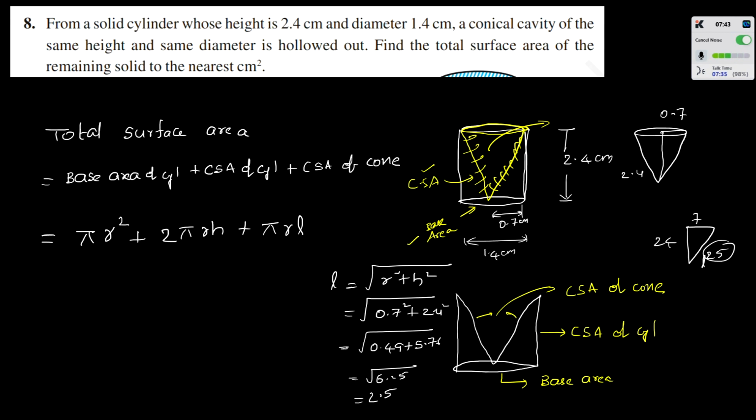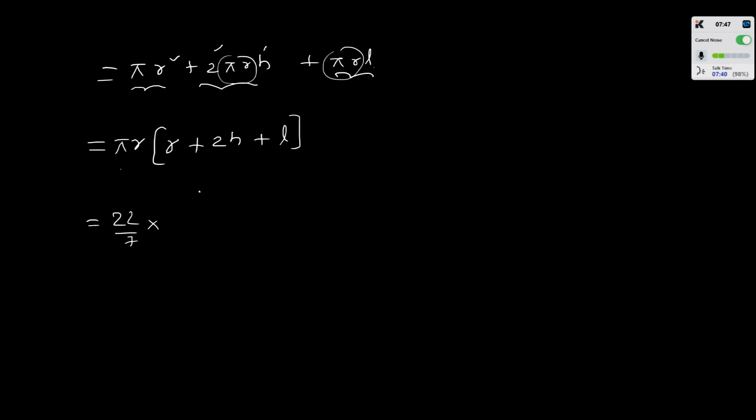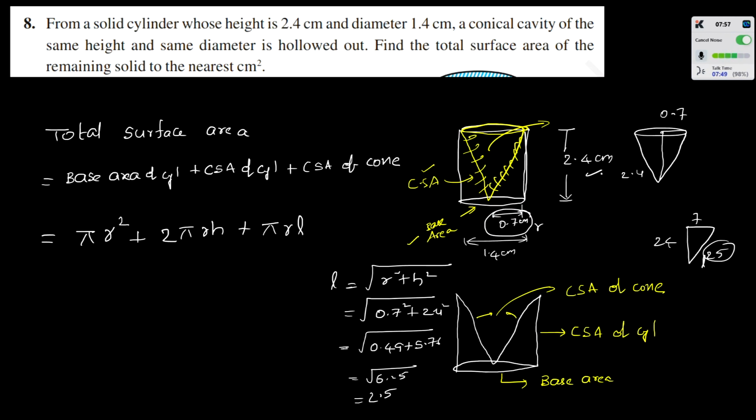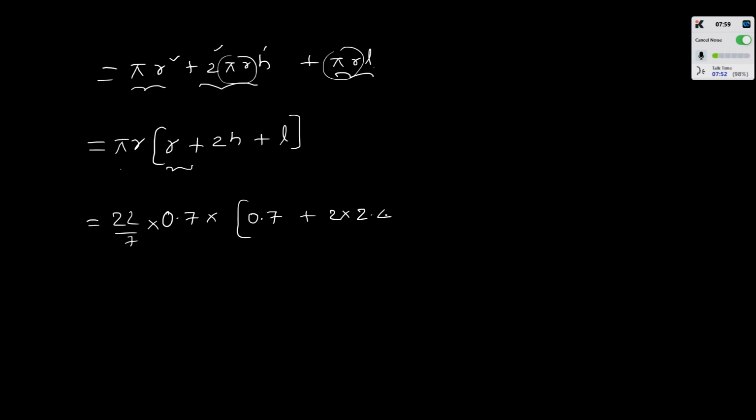ఆర్ ఎంత వచ్చింది 0.7 కదా, ఆర్ ఈజ్ 0.7. 0.7 ఇంటూ ఆర్ వాల్యూ వచ్చి 0.7 ప్లస్ 2 ఇంటూ హెచ్ వాల్యూ వచ్చి 2.4. చూడండి హెచ్ వాల్యూ వచ్చి 2.4 ప్లస్ ఎల్ వాల్యూ 2.5 వచ్చింది మనకు ఆల్రెడీ. సో 7 1s are 7, 0.1s are. So 22 into 0.1 into 0.7 plus 2 into 2.4 into 4.8 plus 2.5.